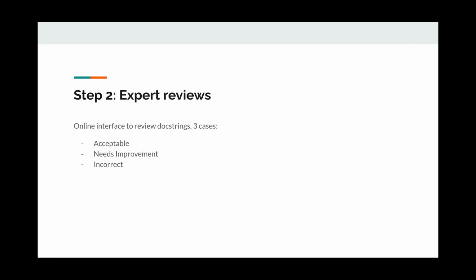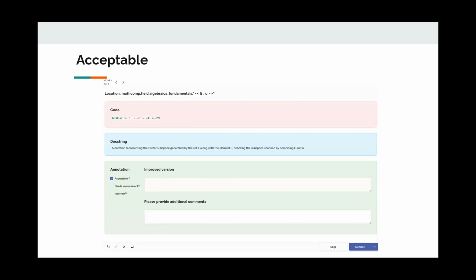And now to audit it, as I already said, we have an online interface to gather expert reviews, and we manage 3 cases. The first one is whether the docstring is acceptable, does it need improvements, or is it incorrect? So the user interface is this one. You have the location of the element you have to review, you have the code, you have the synthetically generated docstring, and you can check whether it's acceptable, needs improvement, or is incorrect. You can give feedback, and you can also write an improved version.